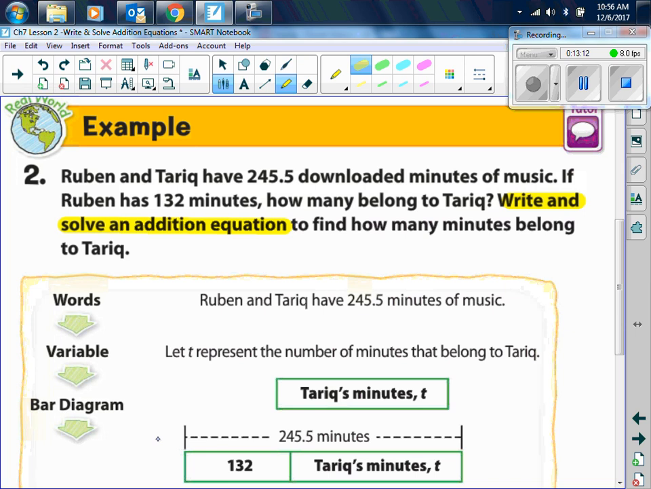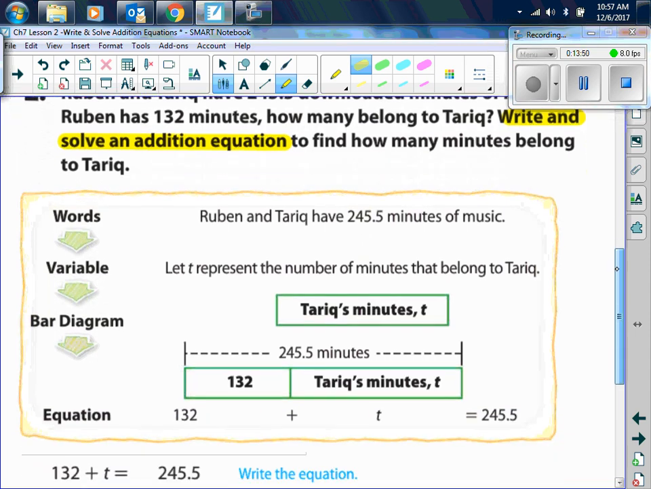So, looking at the words, we know that Ruben and Tariq both have 245.5 downloaded minutes, right? So, if I add what Ruben has to what Tariq has, I'm going to get that 245.5. Is everybody with me on that? What is it that I don't know? We don't know how many belong to Tariq, right? So when we define our variable, that's our unknown, okay? So T is equal to the number of minutes Tariq has.